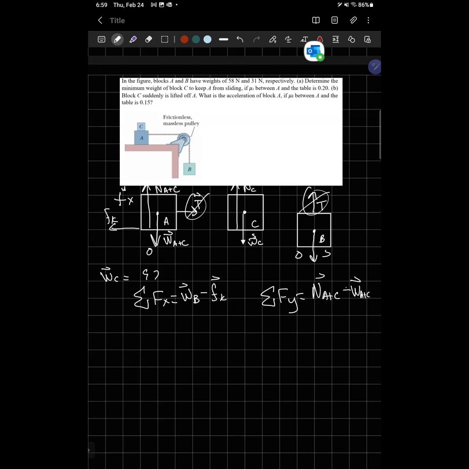Similar concept for Y at least. We're not moving in the Y for A, but for X, we are, so we can't just say that it's 0. So I'm going to replace this summation with mass times A in the X, equals WB minus kinetic friction.